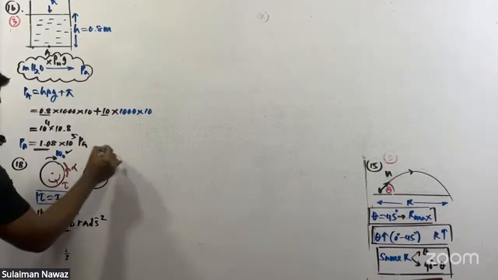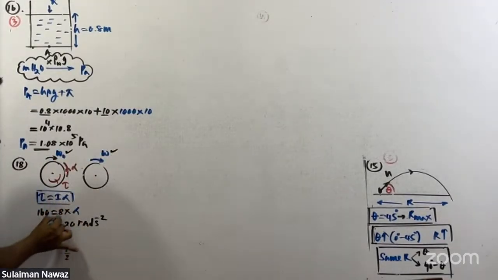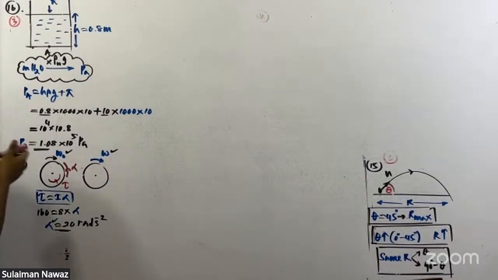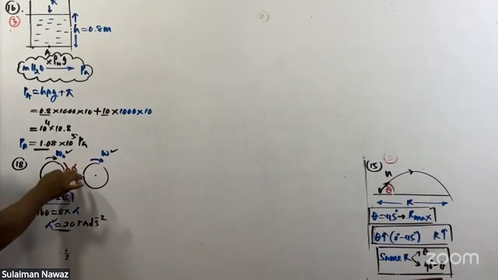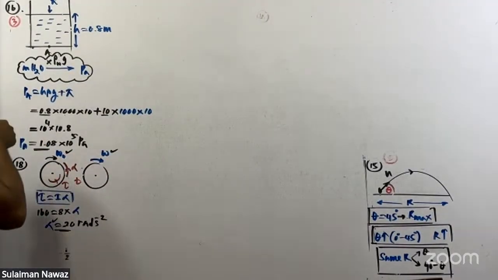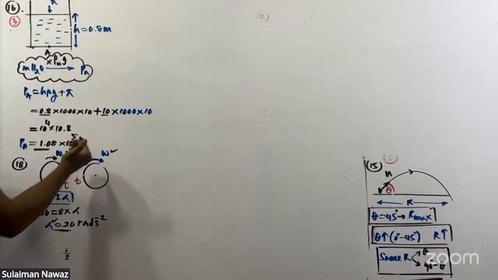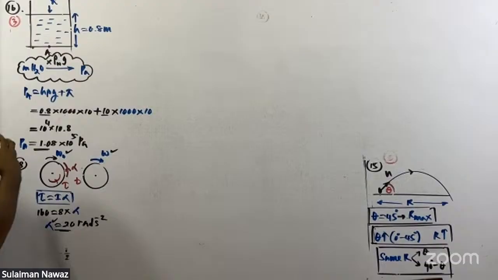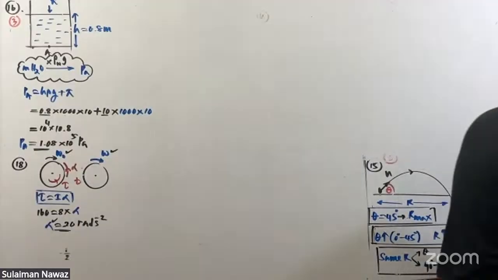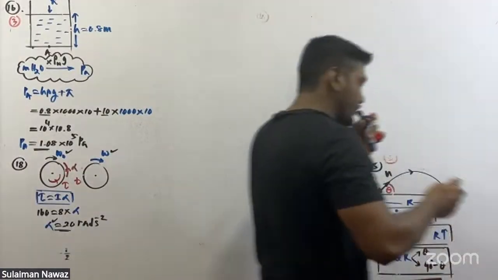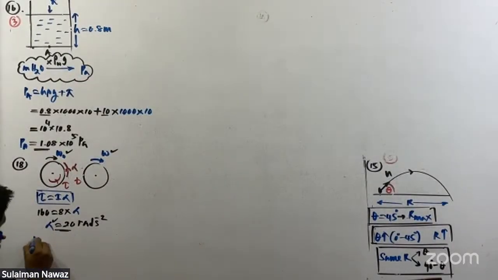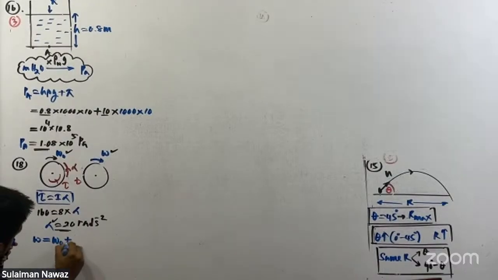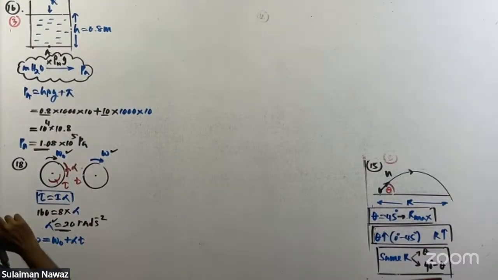I know omega naught, I know omega, I know alpha. I want to find the time t. The best angular motion equation: just think omega naught as u, omega as v, alpha as a, time as t. The best linear motion equation is v equals u plus at. Likewise, the best angular motion equation is omega equals omega naught plus alpha t. Final angular velocity is 0.